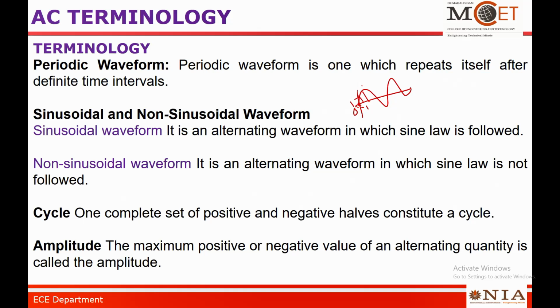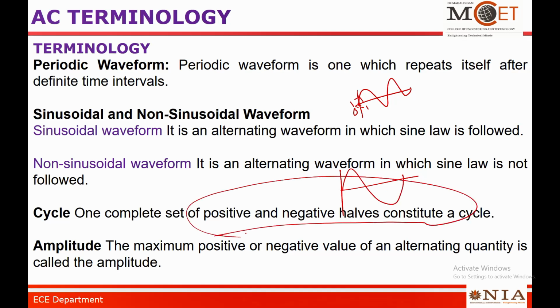The cycle covers both a positive and a negative value. One complete set of positive and negative values constitutes a cycle, whereas the amplitude refers to the height of the waveform. The maximum positive or negative value of an alternating quantity is called the amplitude.